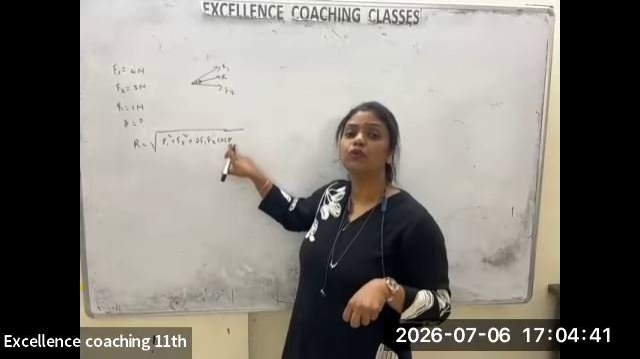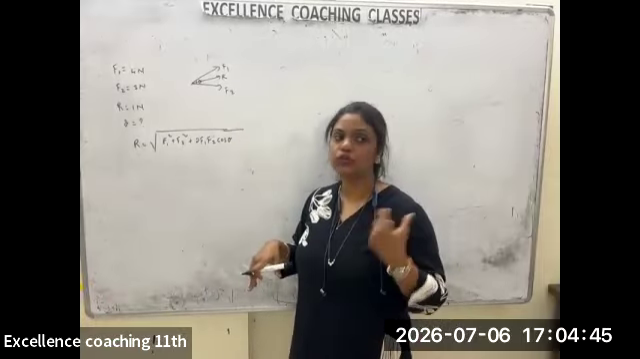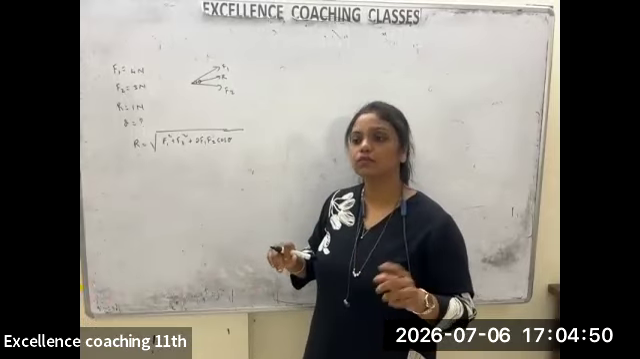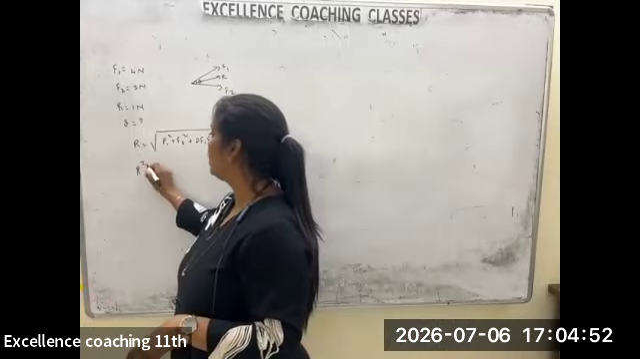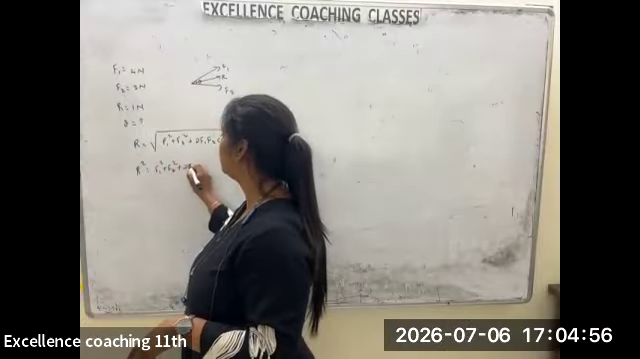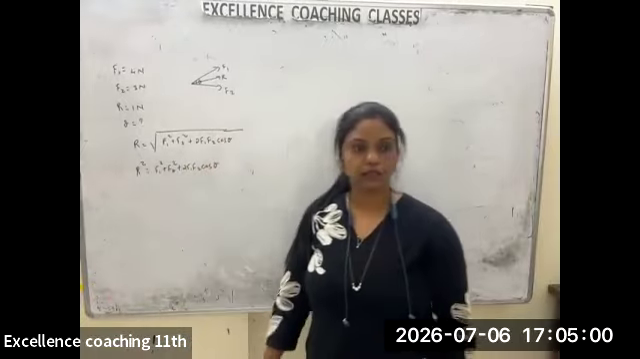But theta is where? It is in your root sign. So you have to remove it out from the root sign. How will you remove it? Square on both sides. So R square will be F1 square plus F2 square plus 2 F1 F2 cos theta. Now solve it.